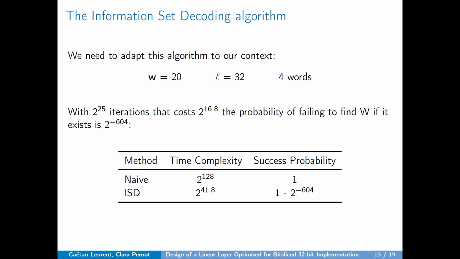So if we choose a random linear layer and we try to compute its branch number, very often it will take less time than 2 to the 41.8, because we will quickly find a low weight word.